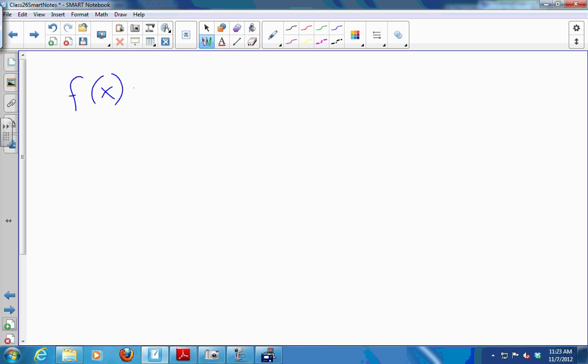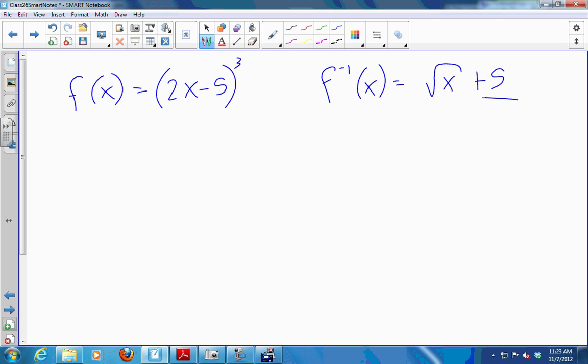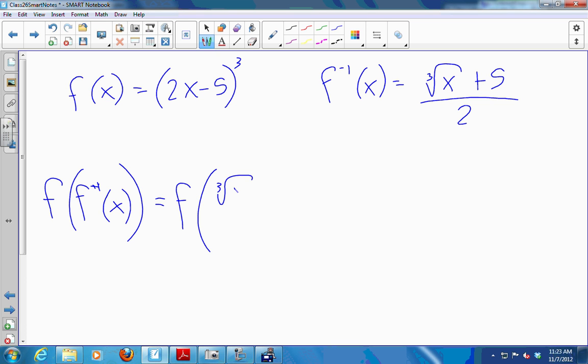So remember, f of x is (2x minus 5) cubed. F inverse of x is the cube root of x plus 5 over 2. So I have to show that when I compose them, when I plug one function into the other, I get x back. So let's do f of f inverse of x. So first step, replace f inverse with its formula. So this is going to be f of the cube root of x plus 5 over 2.